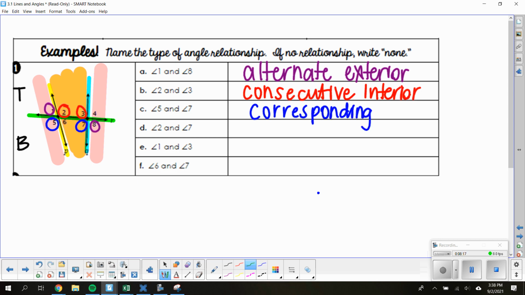And our other one, 2 and 7. Well, they're both on the inside, and they're on opposite sides of the green transversal. One's on the top and one's on the bottom. So inside, opposite sides would be alternate interior.